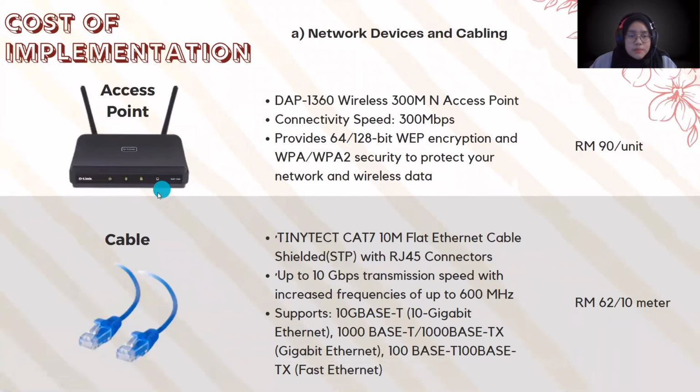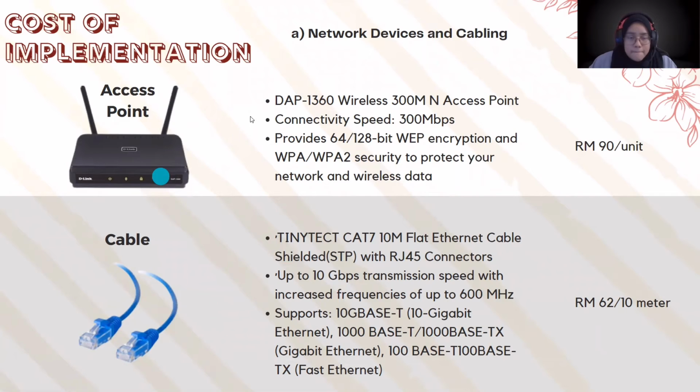So the third one is the access point. We use the brand name D-Link, and the model is DAP1360 wireless 300 N access point. The connectivity speed is 300 Mbps. Also, this access point provides 64 or 128-bit WEP encryption and WPA or WPA2 security to protect your network and wireless data.